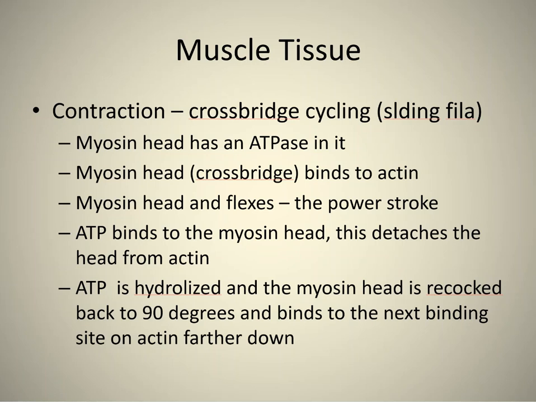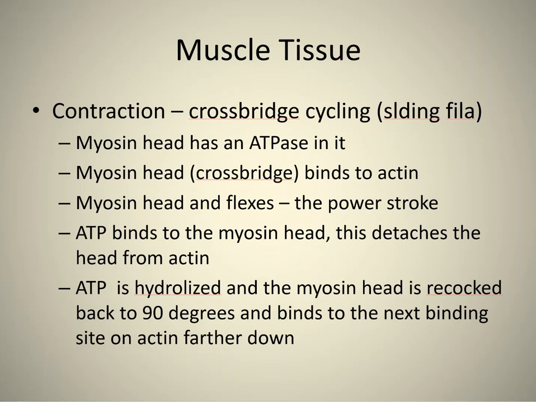And then when the myosin head attaches, it flexes. This is called the power stroke. And this causes the thin filaments to slide past each other. Then, once the cross bridge has flexed and it has a different angle, from 90 degrees to 45 degrees, the ATP binds to the myosin head. This detaches the head from the actin, and then ATP is burned.